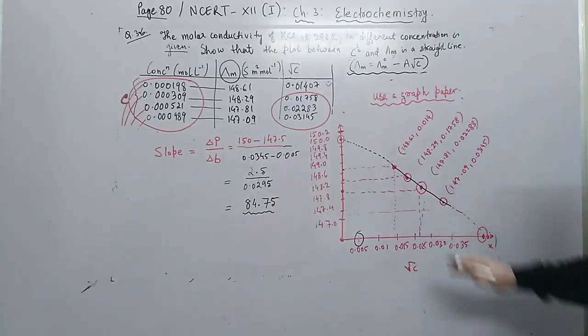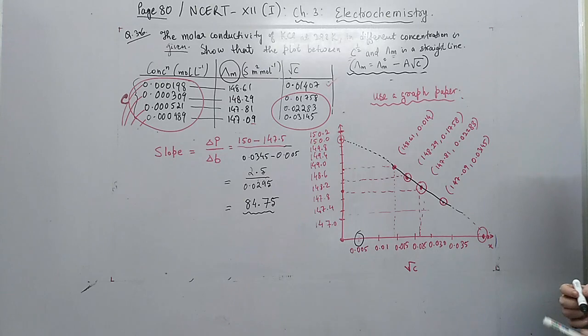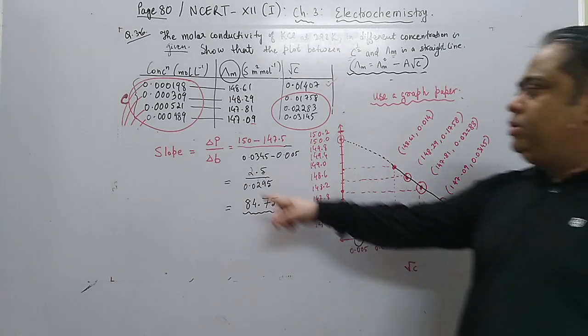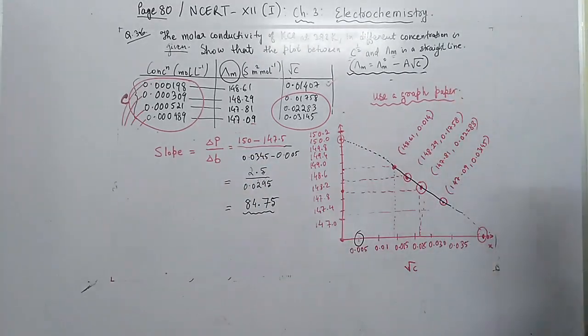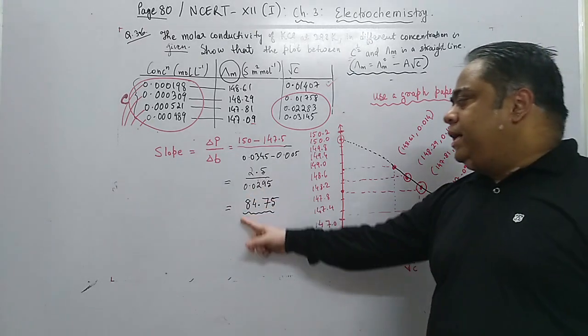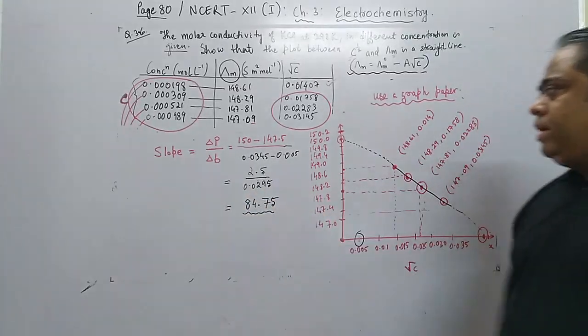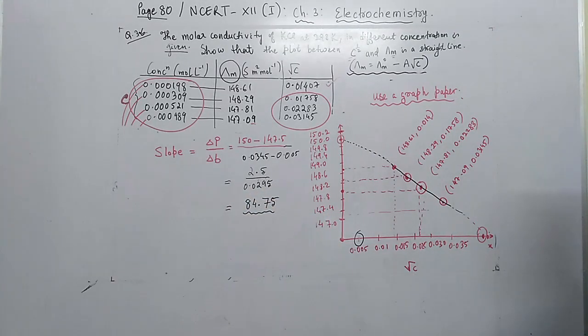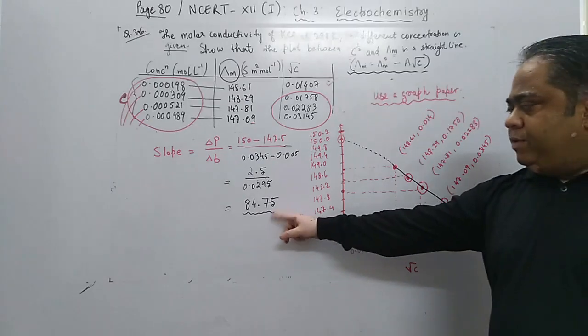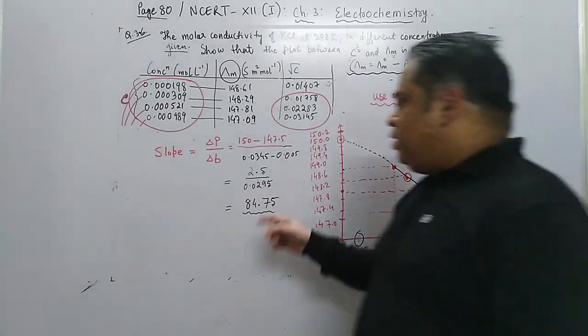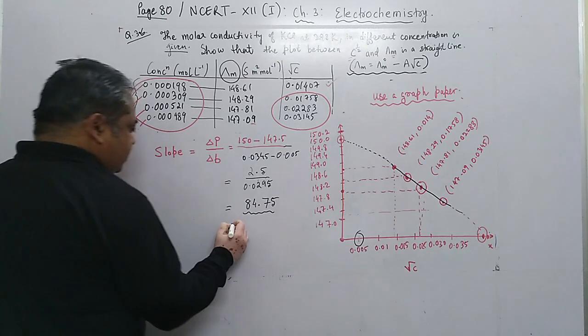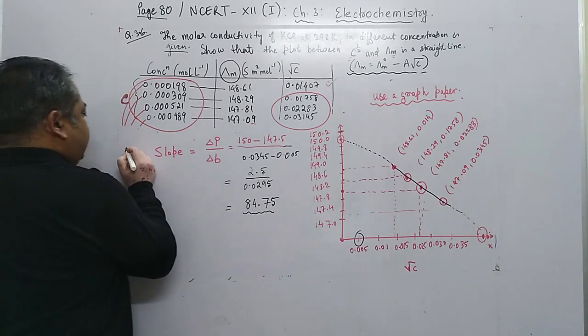Now, depending upon the scale which you will choose and the coordinates which you will choose to find out this slope, this value may differ a little bit. So for this also marks won't be cut. Marks won't be cut for a little bit of deviation in this value. This value what we have got is slope, and slope is nothing but a.